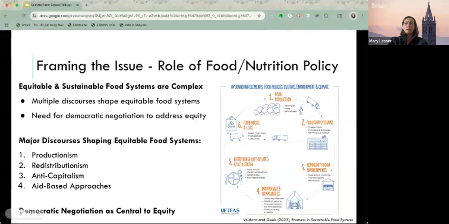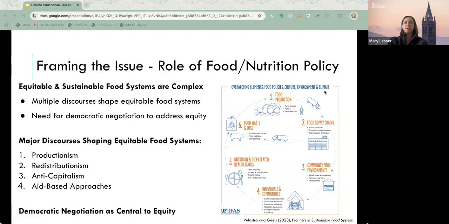All right, so moving on. I just talked about a lot of great things we focus on, and why it's important to have food and nutrition policy, and how it can really help with thinking about this dynamic between helping to create and sustain food systems that are equitable. However, equitable and sustainable food systems are very complex. And there are multiple items, or according to these authors, they call them discourses, that can shape equitable food systems.